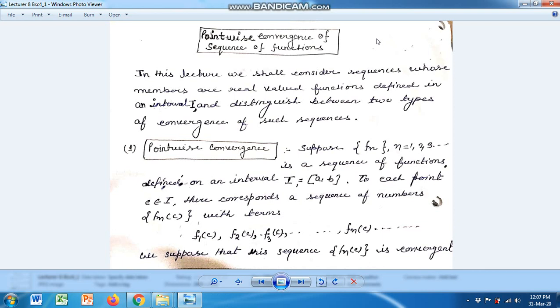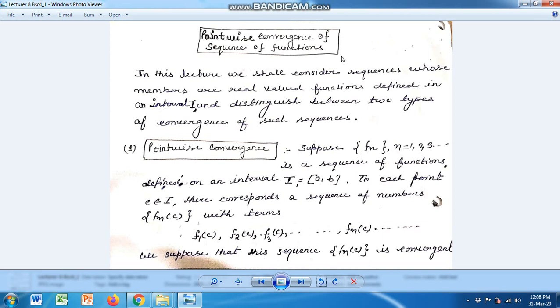Here we shall consider the sequences whose members are real valued functions defined in an interval and distinguish between two types of convergence of such sequences. The first type of convergence is pointwise convergence.